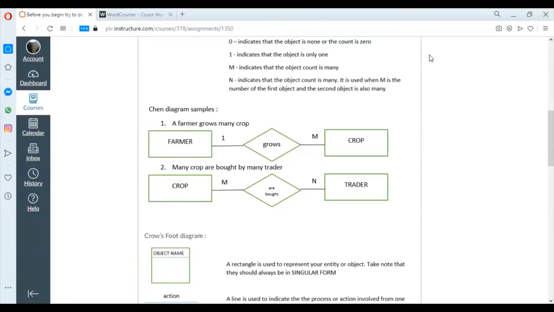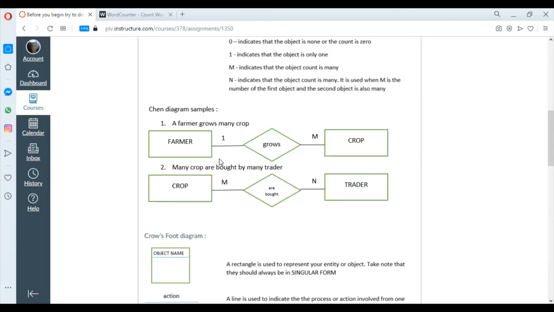Now, to give you an example, we have here two sample diagrams, which are about a farmer and his crops. Okay. Now, in our first rule, our first description, a farmer grows many crops.